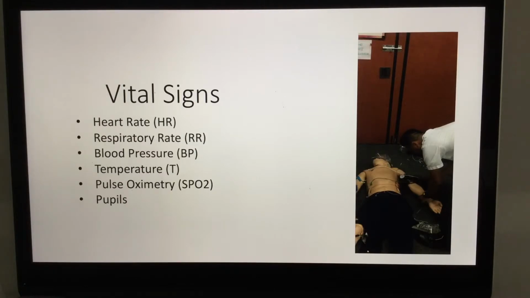Blood pressure, we know that we're using the right arm or left arm, whichever arm is most accessible to you at the time. We want to put a blood pressure cuff on. It should be 2/3 the width of the arm, so that there's 1/3 of the arm still exposed when we put it on the upper arm.